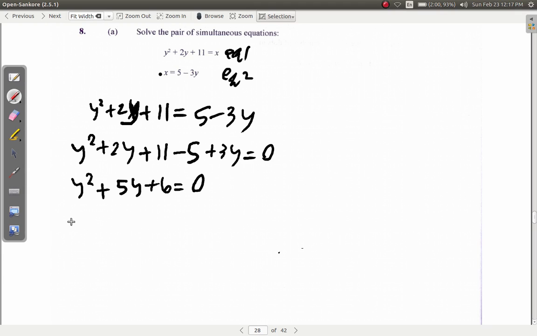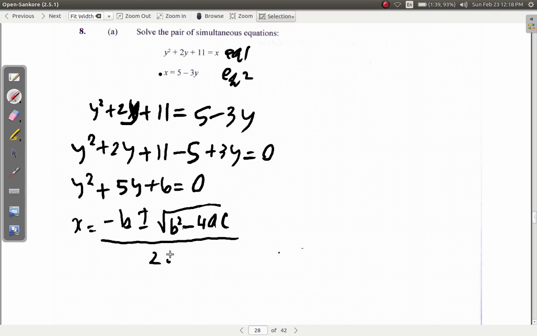The quadratic formula is in your formula sheet. It has x in it, but instead of x we're going to be using y. The quadratic formula says x is equal to negative b plus and minus the square root of b squared minus 4ac, all over 2a. But in this case it's y we're using instead of x.